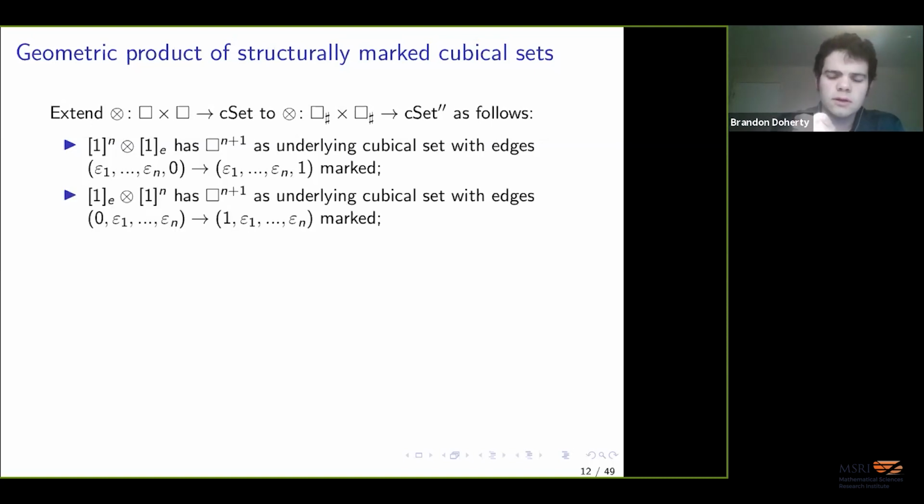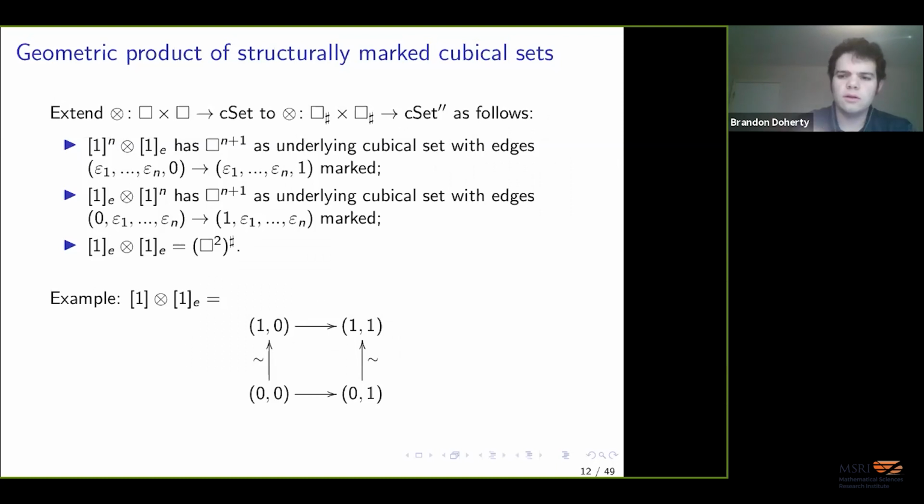And we define 1_e tensor 1^n in a similar way. Again, box n plus 1 will be the underlying cubical set of this marked cubical set that we'll get. But this time we take the marked edges to be those that go from 0 to 1 in the first coordinate. And then finally we need to define 1_e tensor 1_e, and that we take to be the maximal marking of box 2, so the standard 2 cube with all of its edges marked.